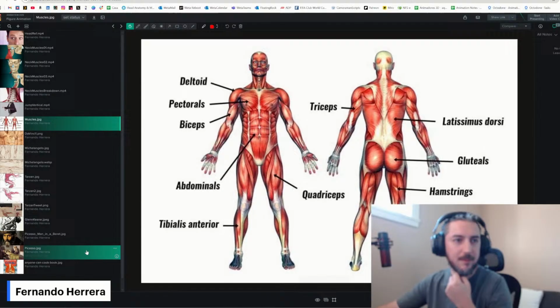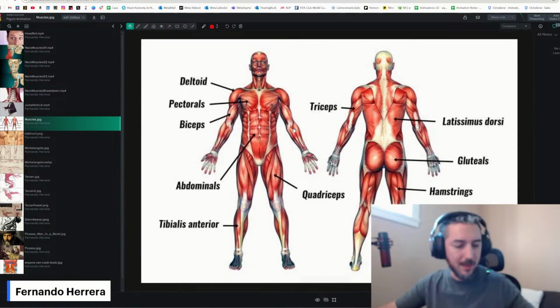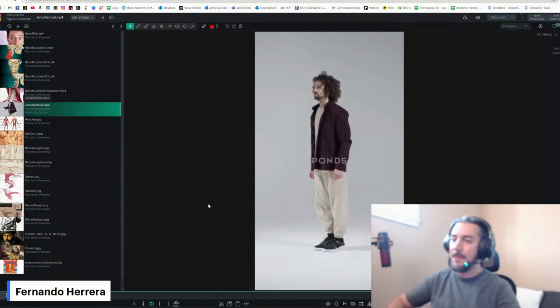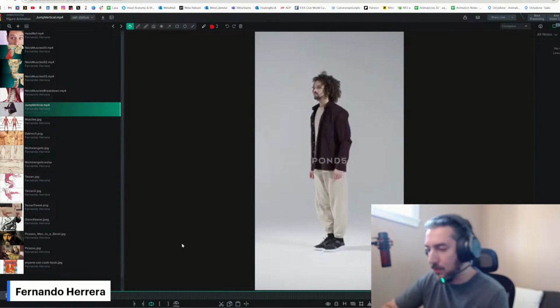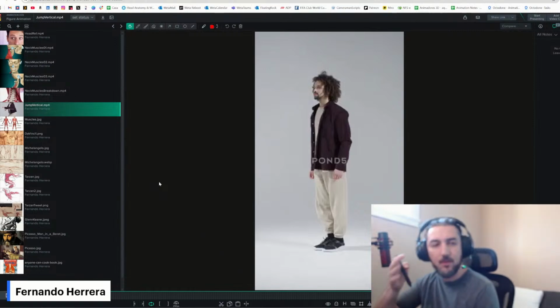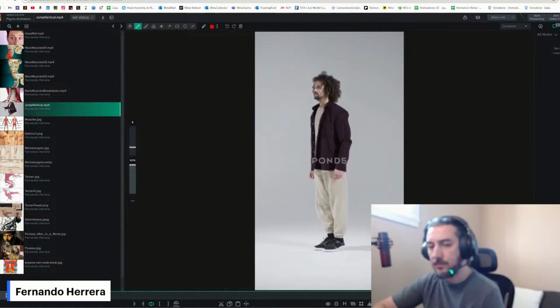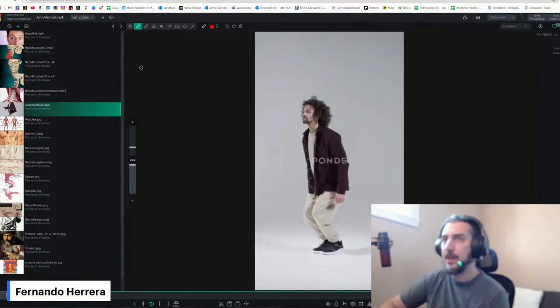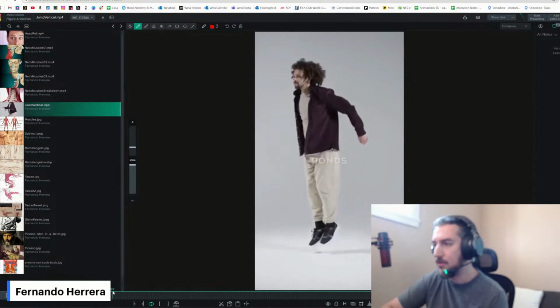All right, cool. I'm back. So I was talking about the muscle diagram here. So let's jump into this example. Every time you have to break down a reference or something you want to animate, instead of just looking at how it moves, you try to understand where it comes from. For example, this guy is going to jump. In this case, he's bending his knees and then he's extending his legs to jump.